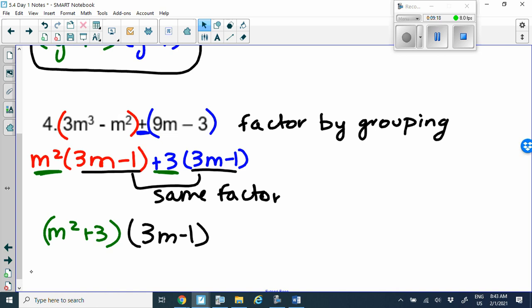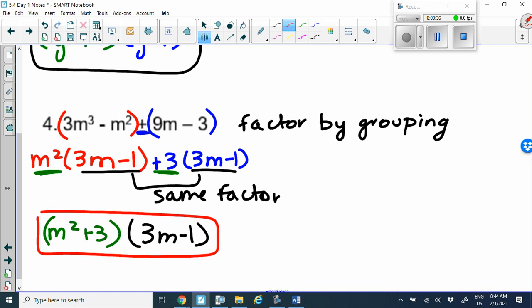Okay? Now let's see if we can factor any more. Well, m squared plus 3. Now this is not a difference of squares because one, we are not subtracting, and 3 is not a perfect square. And 3m minus 1, well, that is just a linear expression, so we can't factor that anymore. So this is our answer.